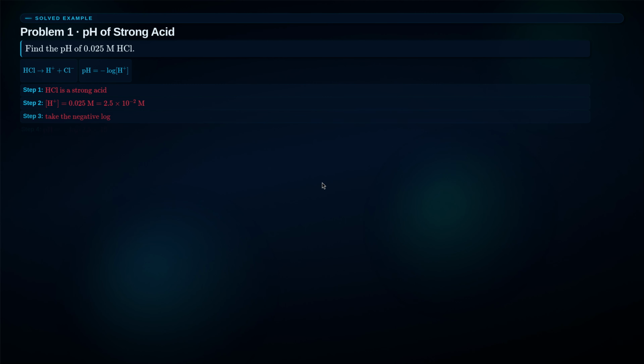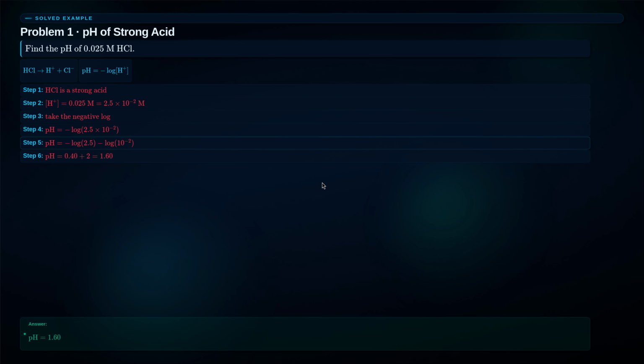Problem 1. What is the pH of a 0.025 M solution of HCl? Step 1. Identify that HCl is a strong acid that dissociates completely. So H+ equals 0.025 molar. Step 2. Take the negative log. pH equals negative log of 0.025.